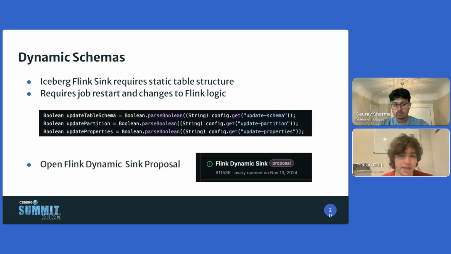This code snippet is an example of how we modified the Flink logic to know when to update during a restart. And down below is something we are really looking forward to, where I think there's an open proposal to make a Flink dynamic sink available. This is something we'll monitor, and hopefully it will be implemented in the future for Iceberg.